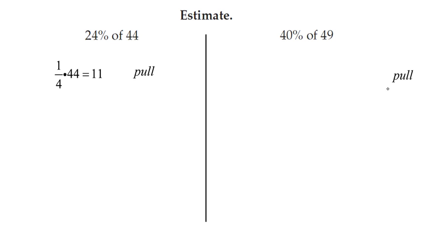40% of 49. Well, 40% as a fraction is 2/5. And 49 is pretty close to 50. And 50 and 5 are compatible numbers. When we take 50 and divide by 5, we get 10, and then multiplying by 2, that gives us 20.